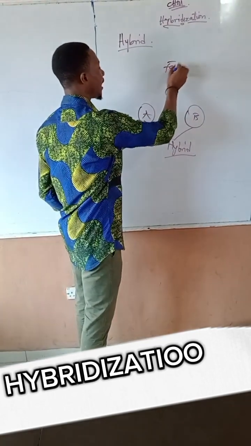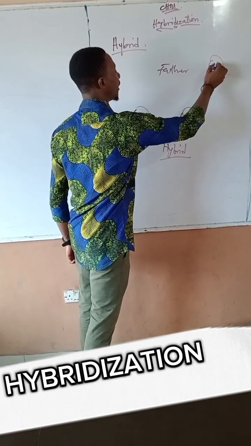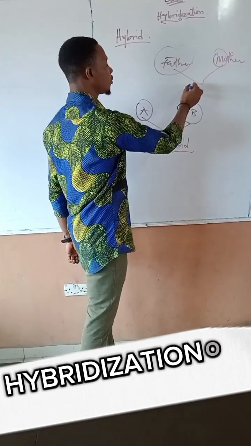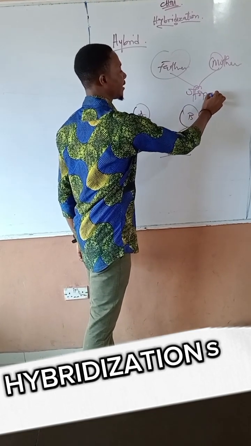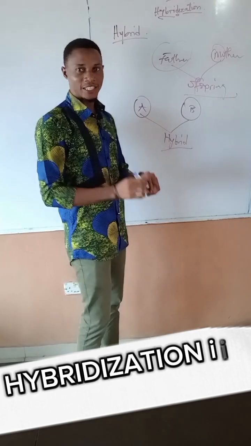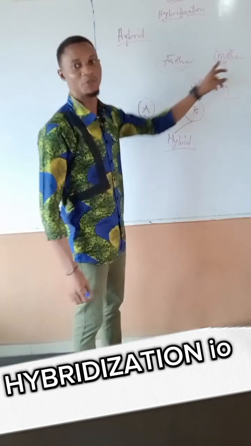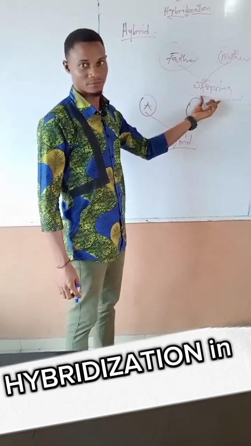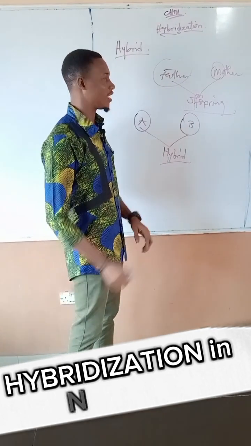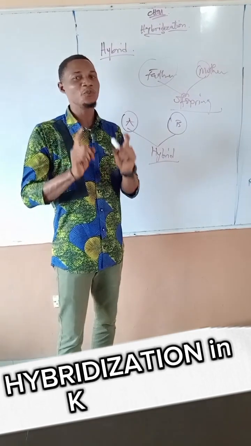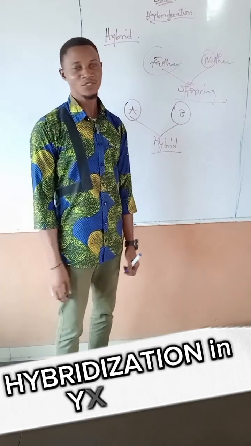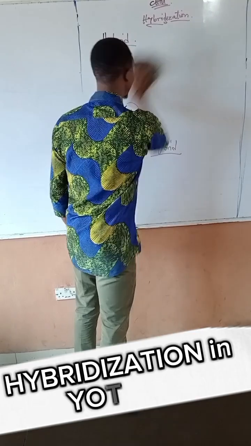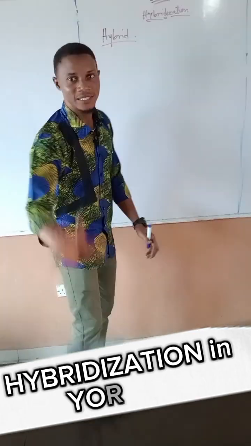We have our father and we have our mother copulating together to produce an offspring. That offspring will possess the features of both the father and the mother. The offspring is actually what we call a hybrid. So with this, I believe we have the knowledge of what a hybrid is all about.